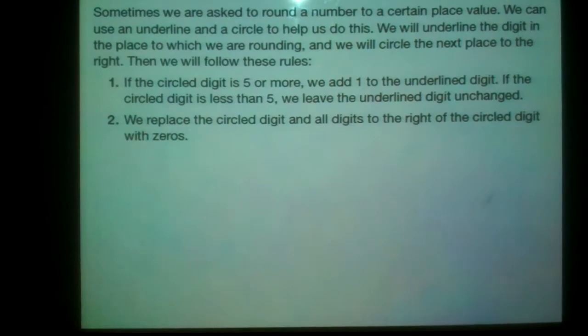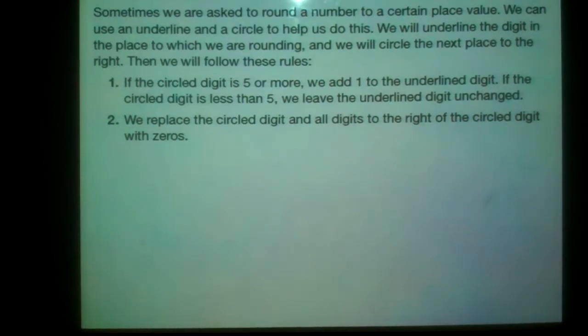It says sometimes we're asked to round a number to a certain place value. That's what we just did. We can use an underline and a circle to help us do this. We will underline the digit in the place to which we are rounding, and we will circle the next place to the right. And then we're going to follow these rules. If the circled digit is 5 or more, we add 1 to the underlined digit. If the circled digit is less than 5, we leave the underlined digit unchanged. We replace the circled digit and all digits to the right of the circled digit with zeros.